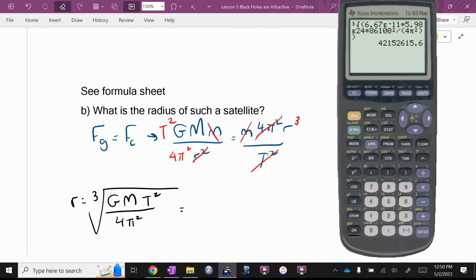I think that's right. Should get 42152615.6, I think. 4.22 times 10 to the 1, 2, 3, 4, 5, 6, 7. Quite a ways from the center of the Earth. 4.22 times 10 to the 7th meters.